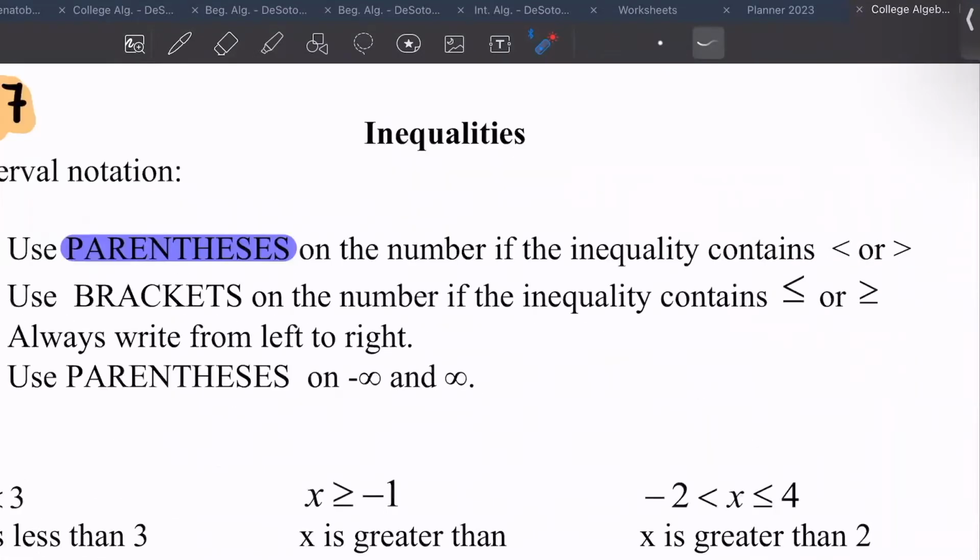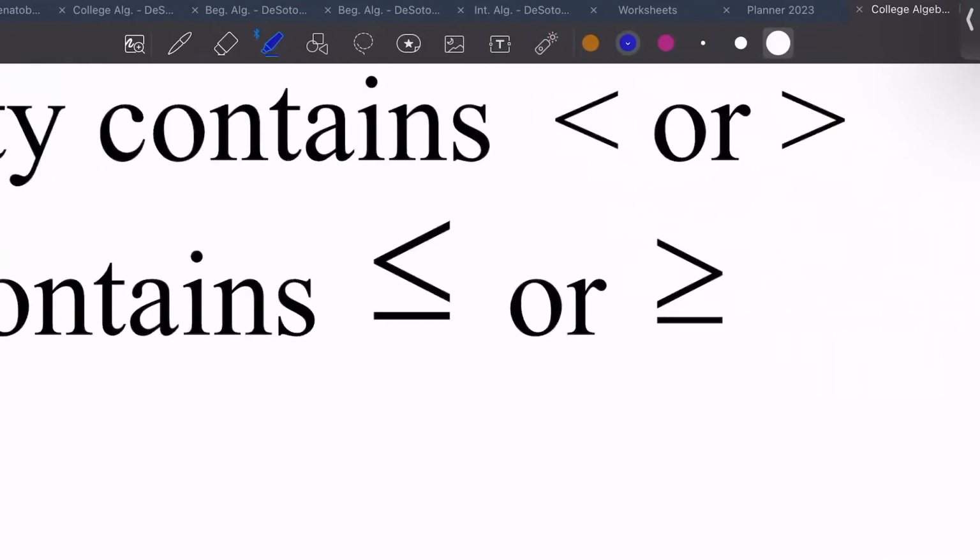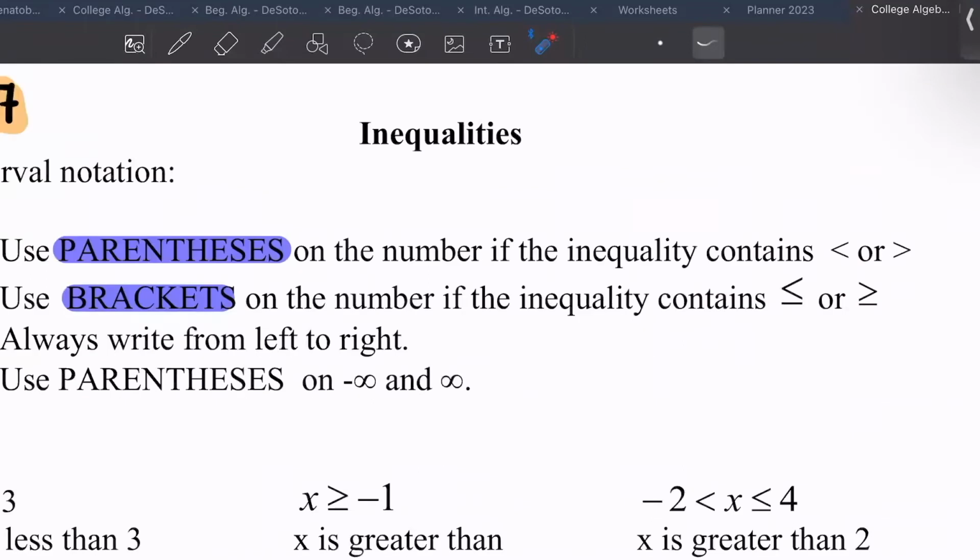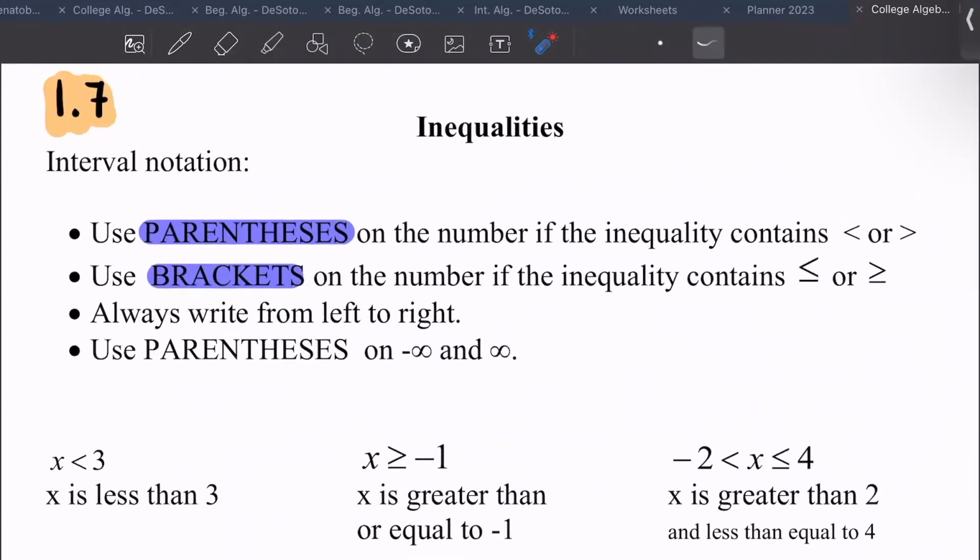We're going to use brackets whenever the inequality does contain that equal sign, right? So it's less than or equal to, or greater than or equal to. So brackets are more inclusive. They include the number that we're talking about, and the parentheses don't.